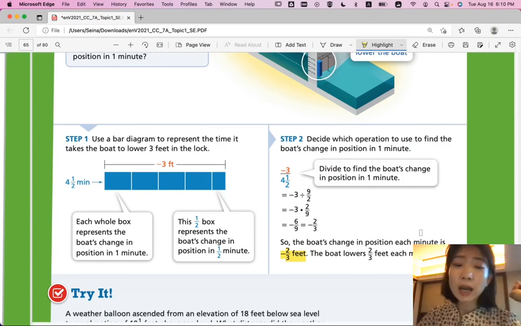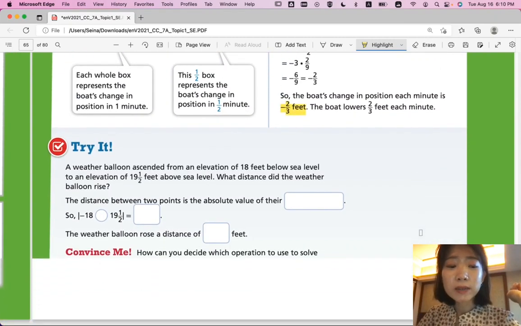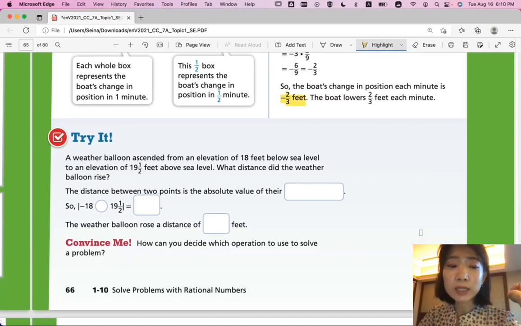Now it's your turn. Let's look at try it. A weather balloon ascended from an elevation of 18 feet below sea level to an elevation of 19.5 feet above sea level. What distance did the weather balloon rise? Please fill in the blank and figure out the answer. Come back when you're ready for the answer.